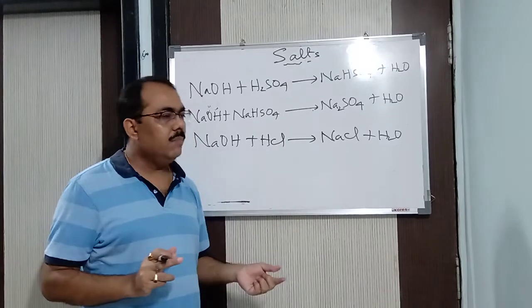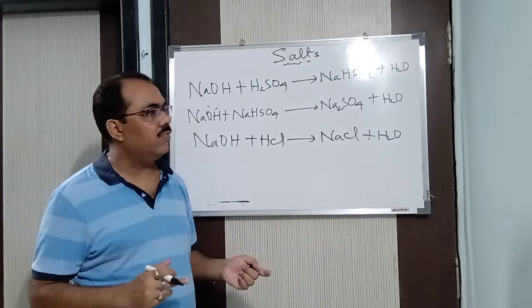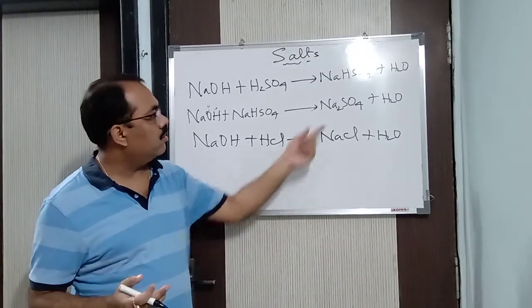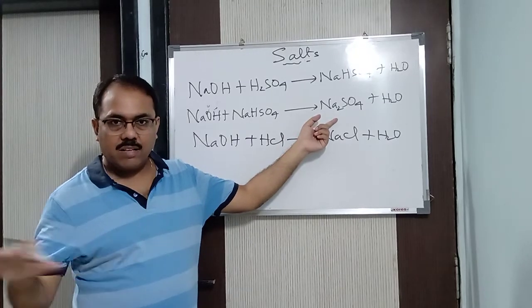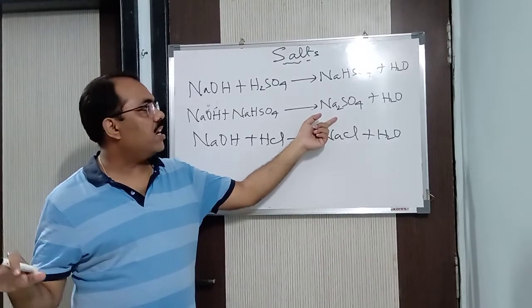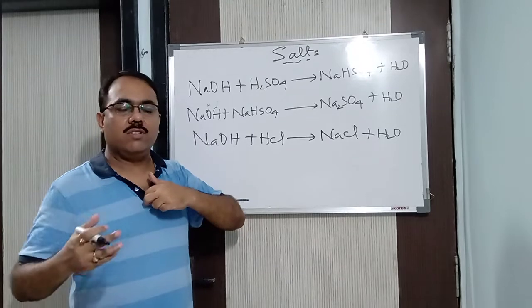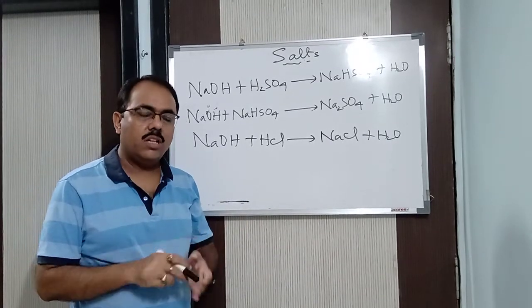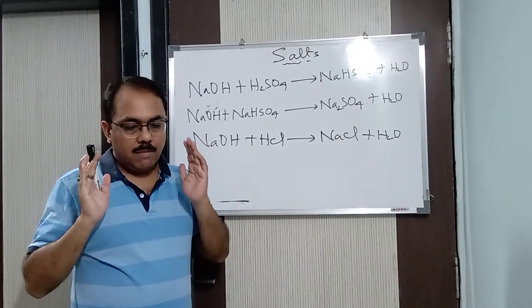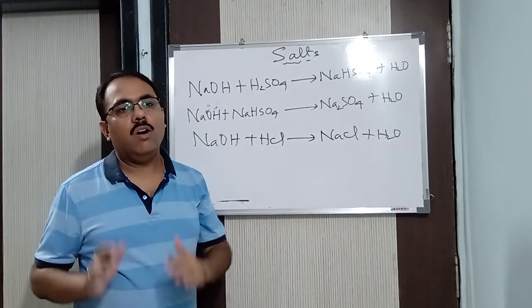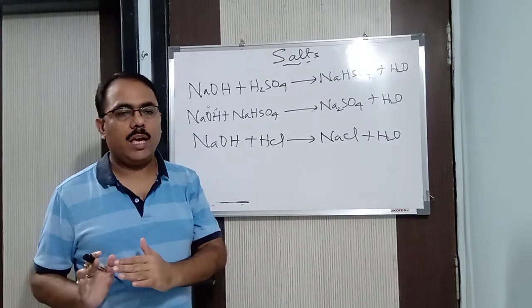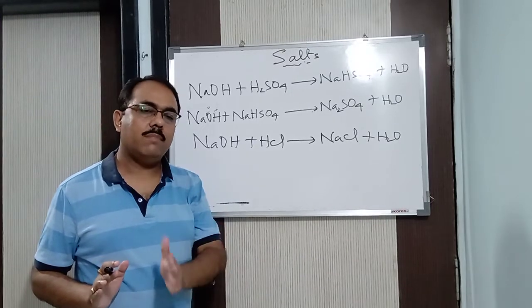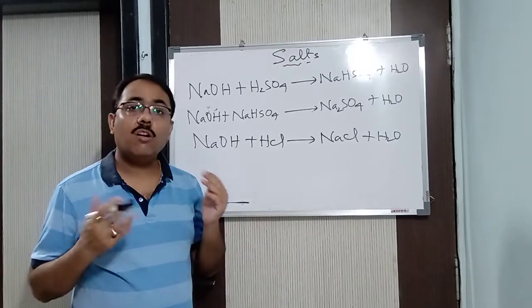But a dibasic or a tribasic acid will give you a normal salt when the hydrogen ion is completely replaced, and if it is partially replaced, it will give you an acid salt. Again I repeat the definition: an acid salt is a salt formed by the partial replacement of a replaceable hydrogen ion of a dibasic or a tribasic acid. And then what is a normal salt?